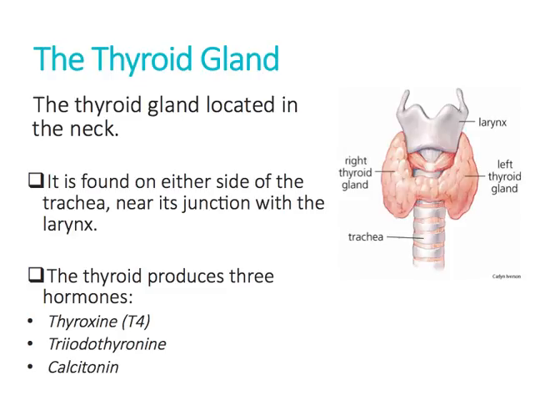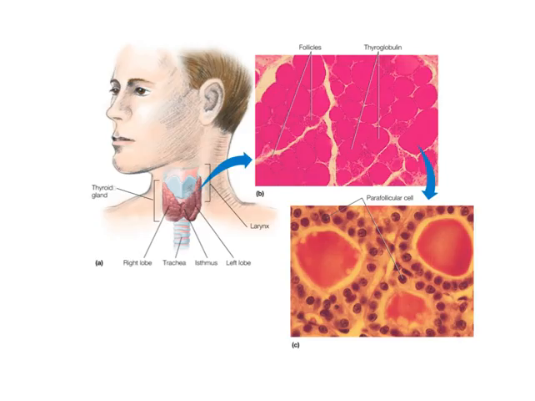The thyroid gland is another gland that's important when it comes to the endocrine system. It's a gland that's located in the neck. It's found on either side of the trachea, and it produces a bunch of different hormones. The only one I'll really mention is calcitonin, which controls blood levels of calcium. One thing that's interesting about the thyroid gland is it's got a very particular set of cells that are very characteristic of the thyroid gland. And this is what they look like.